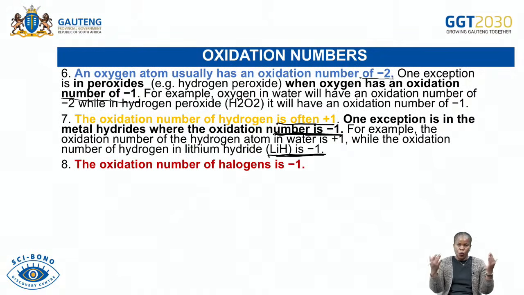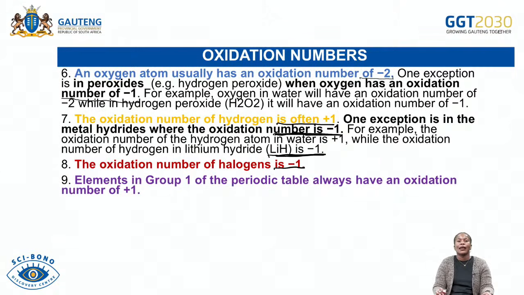Yes, the way it is placed, it is really having an oxidation of -1. Rule number 9: the elements in group 1 of the periodic table always have the oxidation number of +1. Remember, the exception is that of hydrogen when it is in a hydrogen peroxide, for example. Okay, it is reacting to form a hydrogen peroxide.